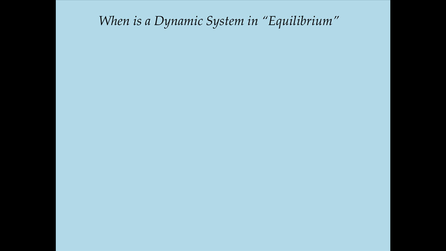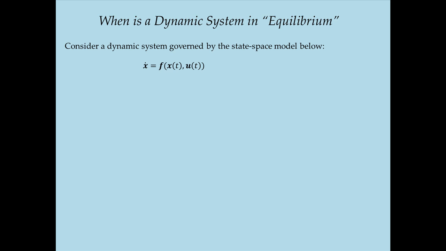What I want you to do is to consider a dynamic system governed by the state space model we've been exploring in all of these tutorials: x dot is equal to f of x and u, and y is equal to g of x and u. And I want you to consider a point. Here is exactly what I mean by a point: a value of the state vector x naught, a value of the input vector u naught, and a value of the output vector y naught.